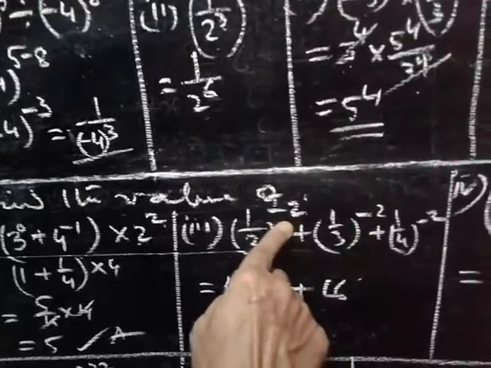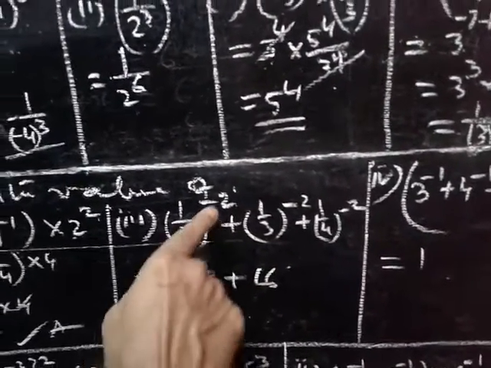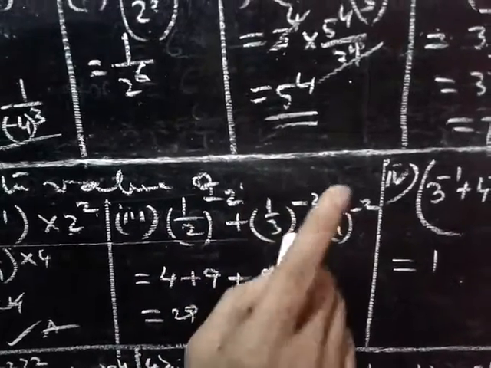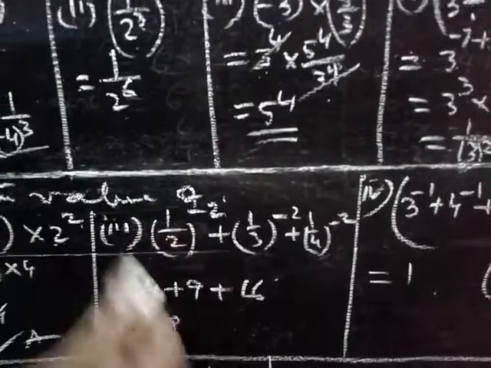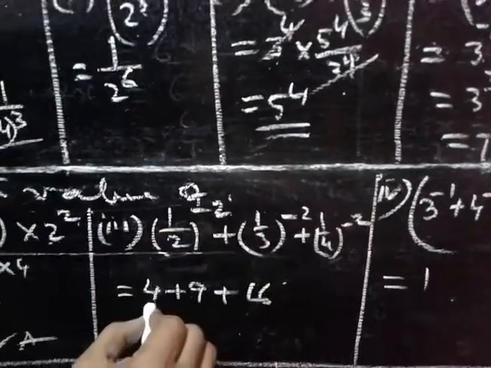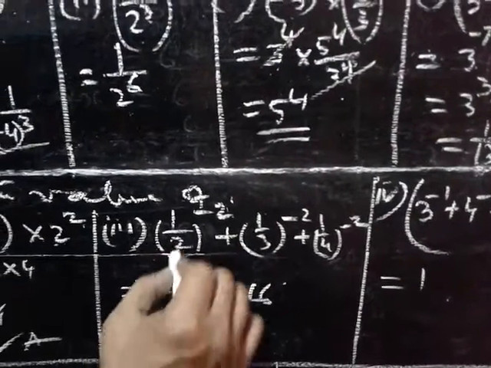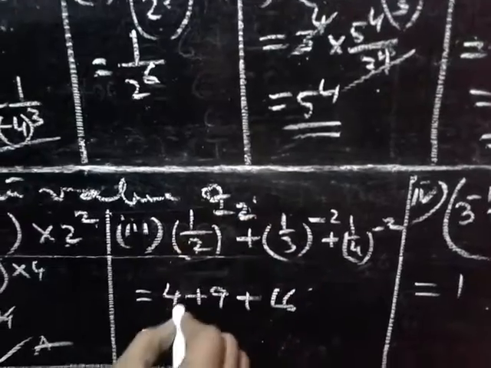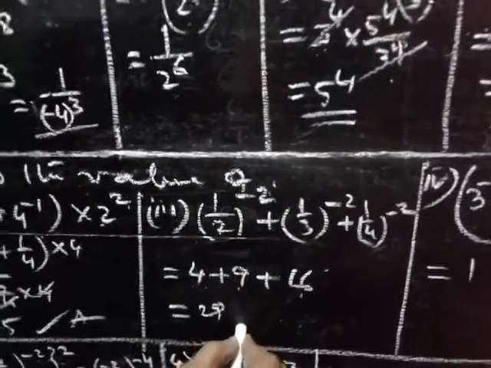1 by 3 to the power minus 2, 1 by 3 to the power 1 by 2 to the power minus 2 plus 1 by 3 to the power minus 2 and 1 by 4 to the power minus 2. So here it is just the reciprocal of this. It is actually minus, so it will be 4. 2 square is 4, that is 1 by 4, this minus, so it is just the reciprocal of this, it will be 9, it will be 16.